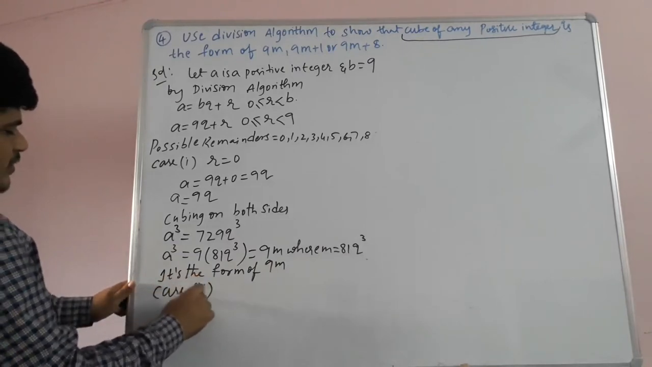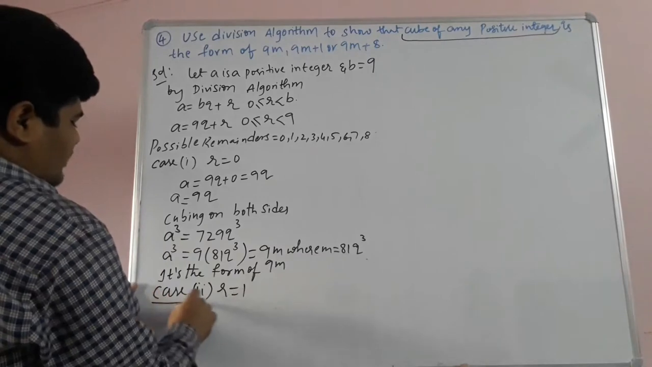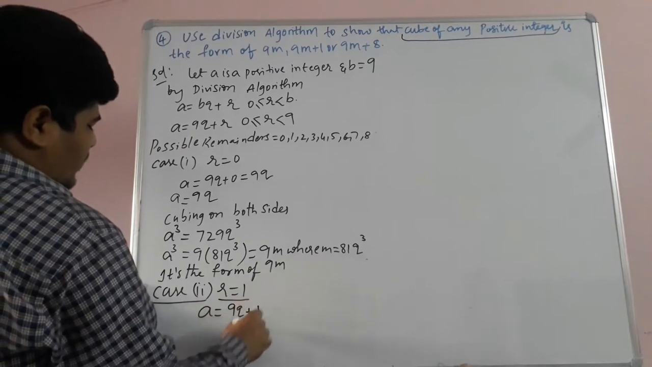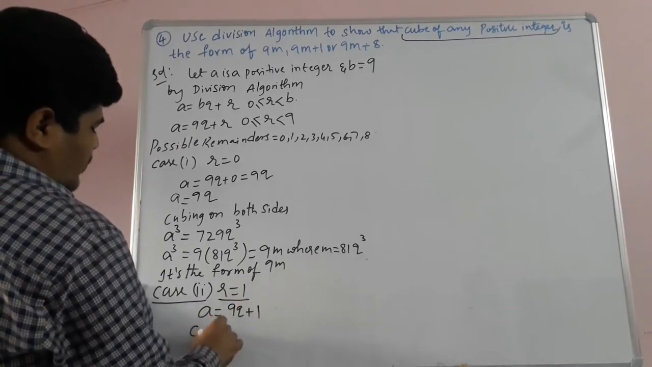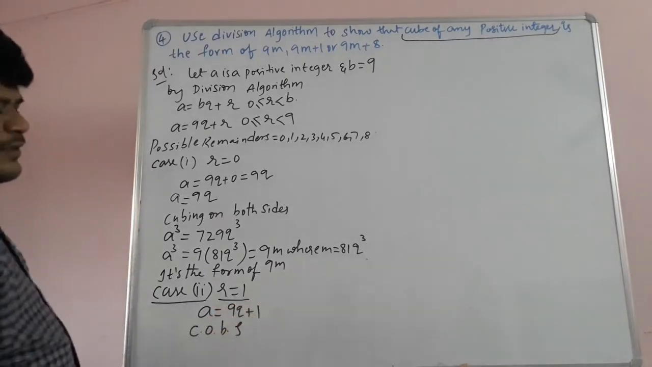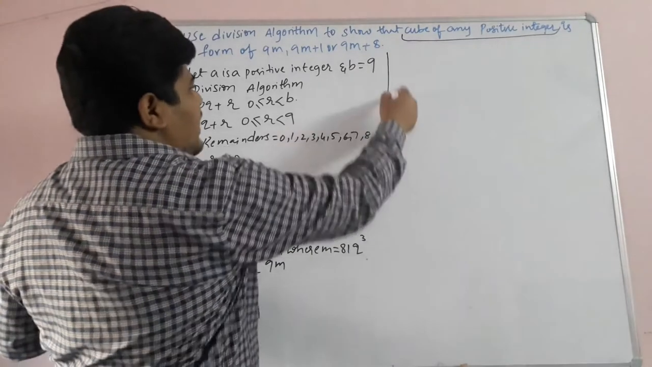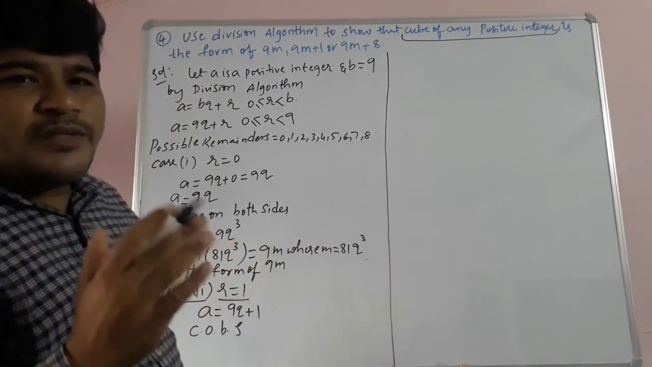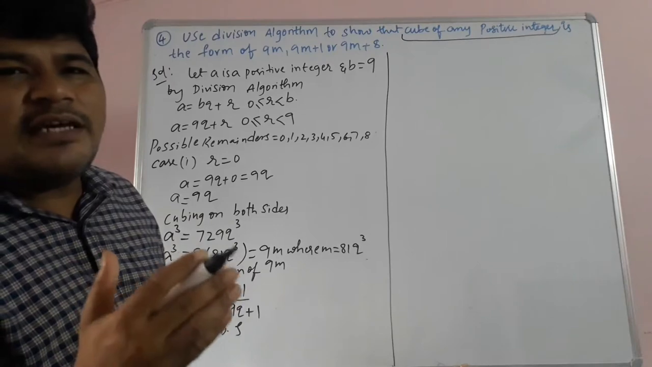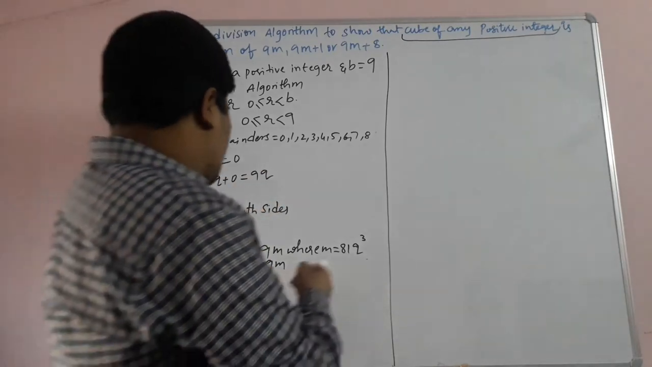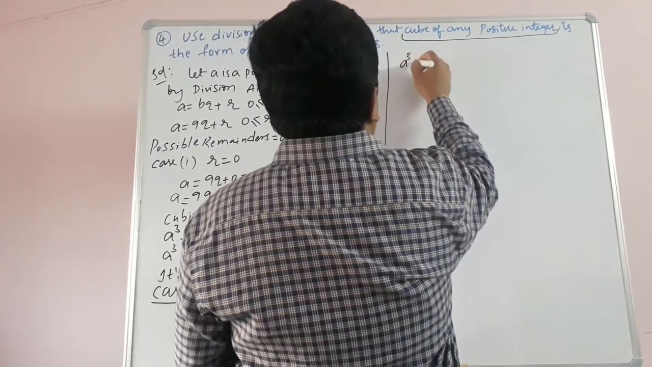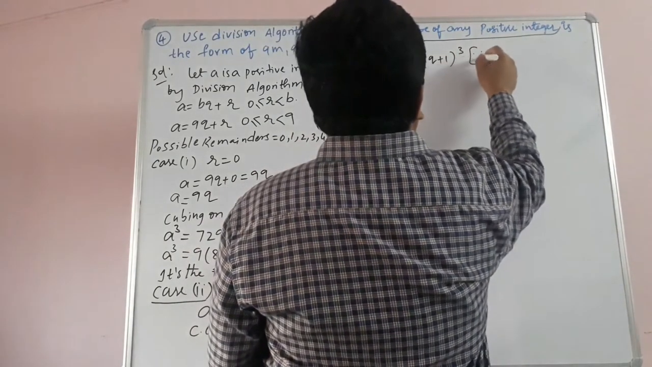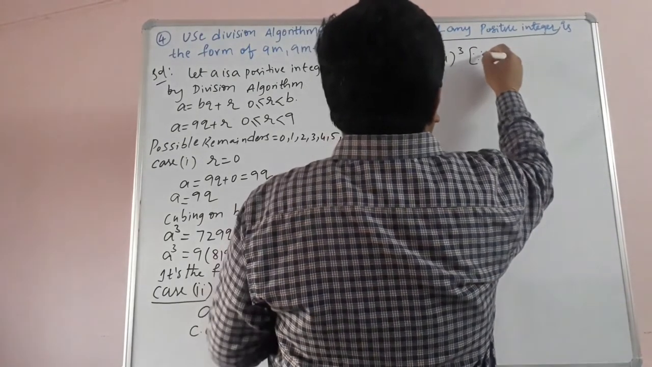Now children, take case 2. What is case 2? r is equal to 1. Then a is equal to what? 9q plus 1. Now children, cubing on both sides. So this is in the form of a plus b. What is the a plus b whole cube expansion? a cube plus 3a square b plus 3ab square plus b cube. So a cube is equal to 9q plus 1 whole cube, and we need to use the a plus b whole cube expansion.